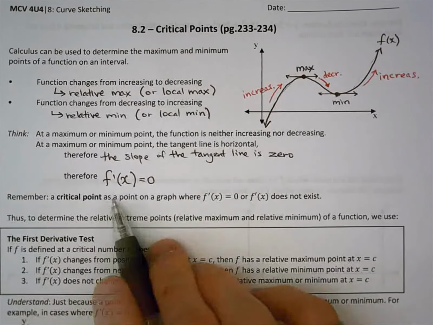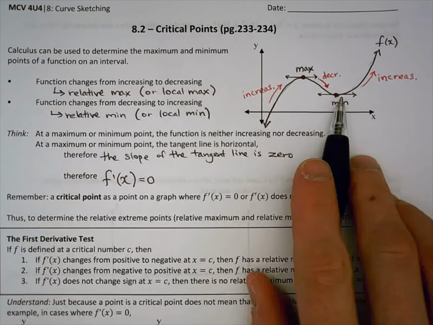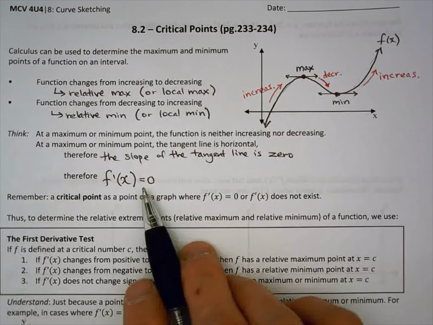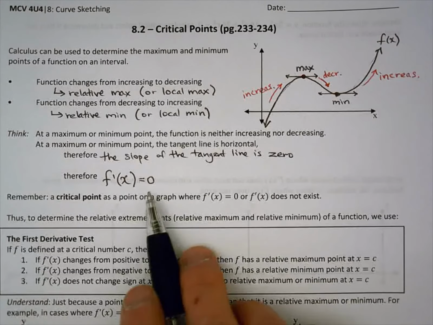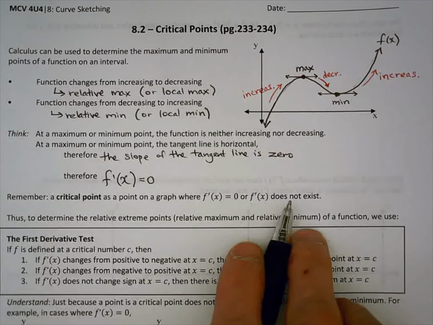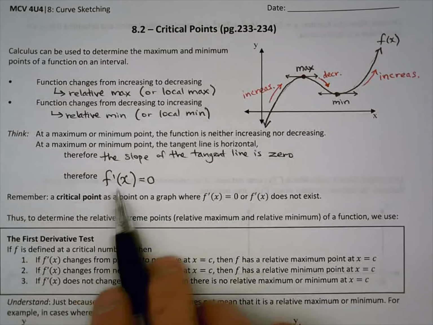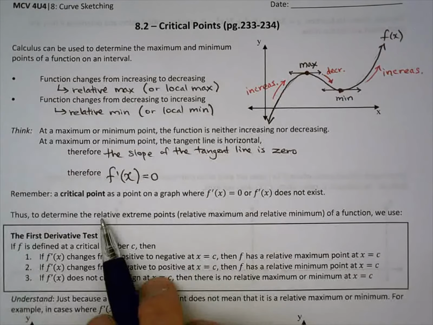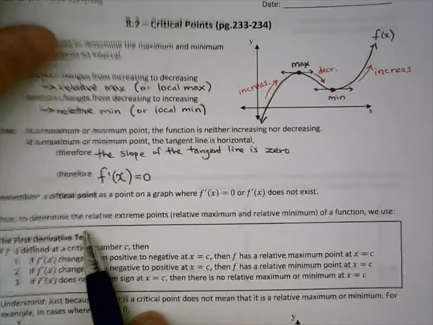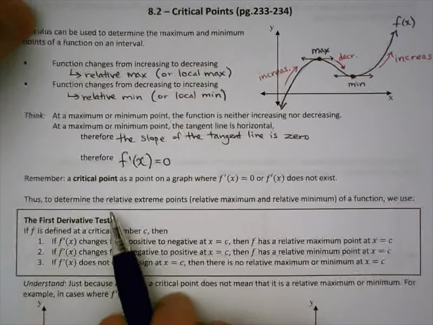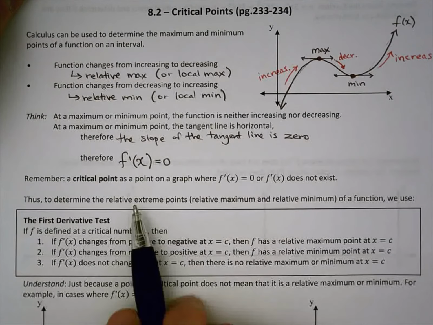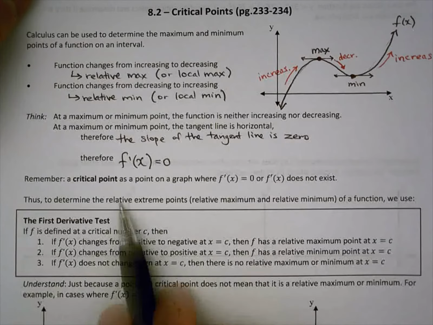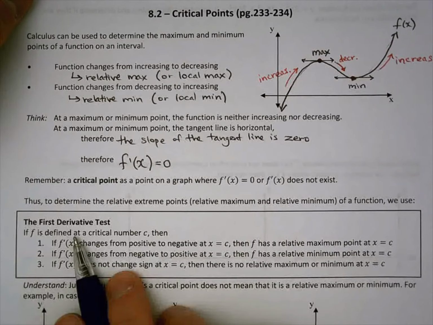Therefore, the derivative is 0. So, in other words, to find these max min points, I have to have a spot where the derivative is 0, or, as we learned yesterday, the derivative does not exist. So essentially, I have to find the critical points. So our rule for finding the relative max min points, or what we might call the extreme points, is to use something called the first derivative test.